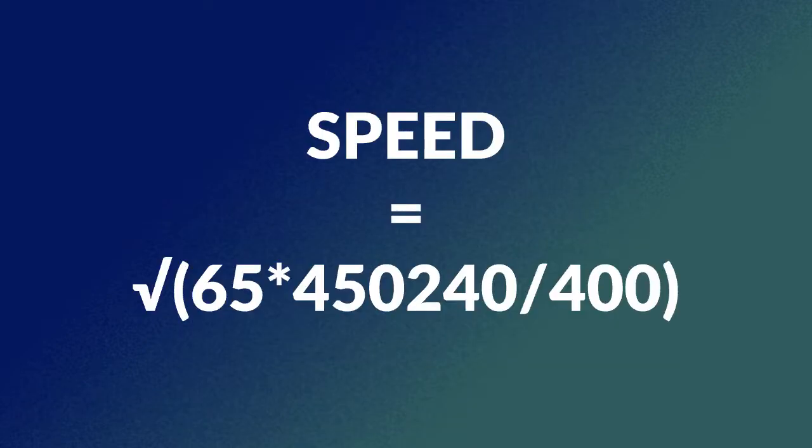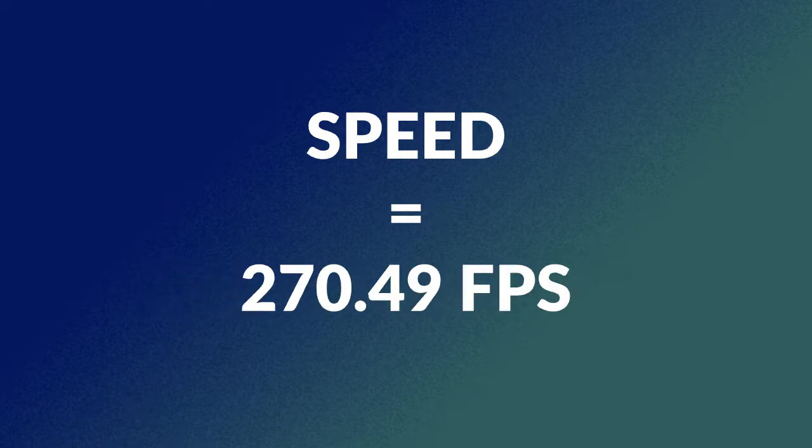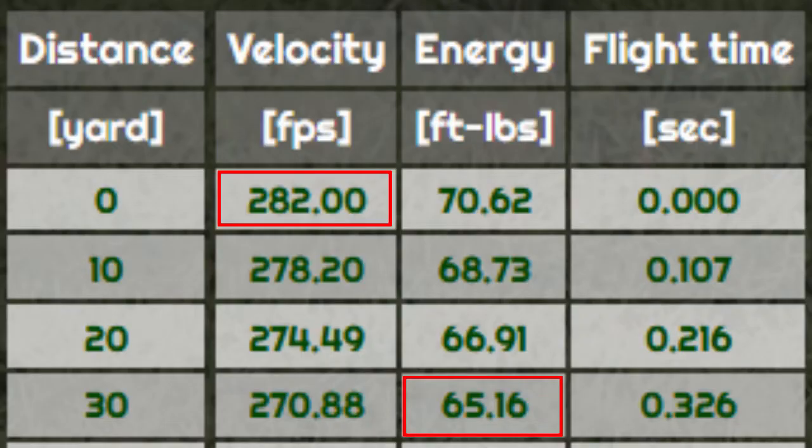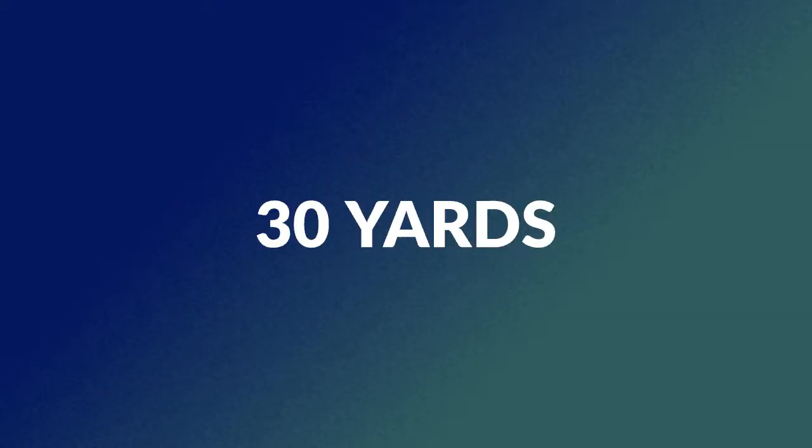Well, again, rearranging the KE formula, the speed needed at 30 yards is 270.49 feet per second. Going through the same process as before, we can find that initial speed is just over 282 feet per second is needed to get the arrow speed and the kinetic energy needed at the target. So far I've been keeping the shot distance at 30 yards. But what about further out?